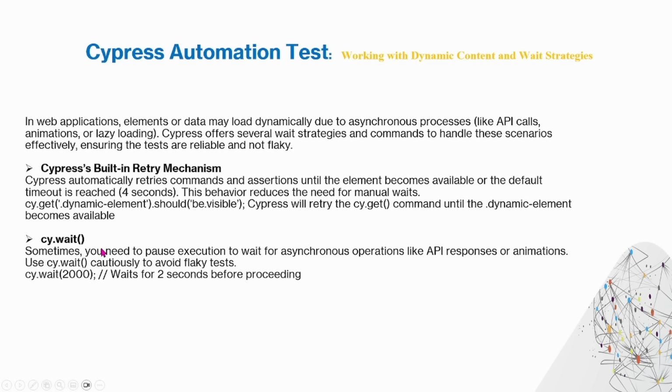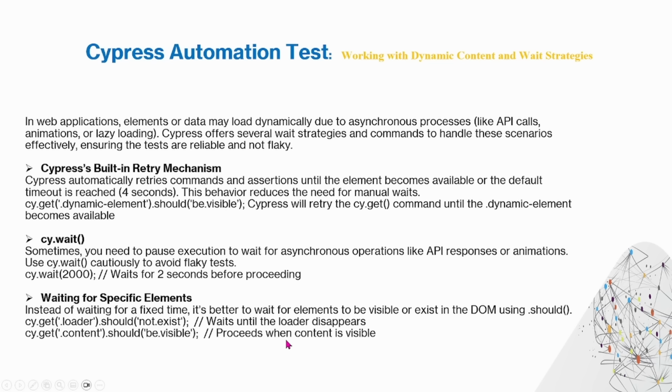You can also use Cypress wait, and sometimes you need to pause an execution to wait for asynchronous operations like API responses or animations. And so you can use Cypress wait cautiously to avoid flaky tests. And so in this command, this is in milliseconds. So this is actually waiting for 2 seconds.